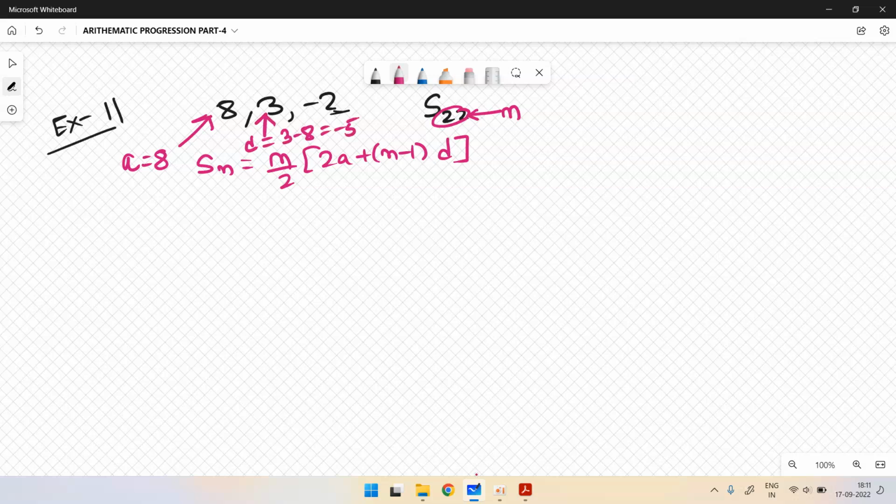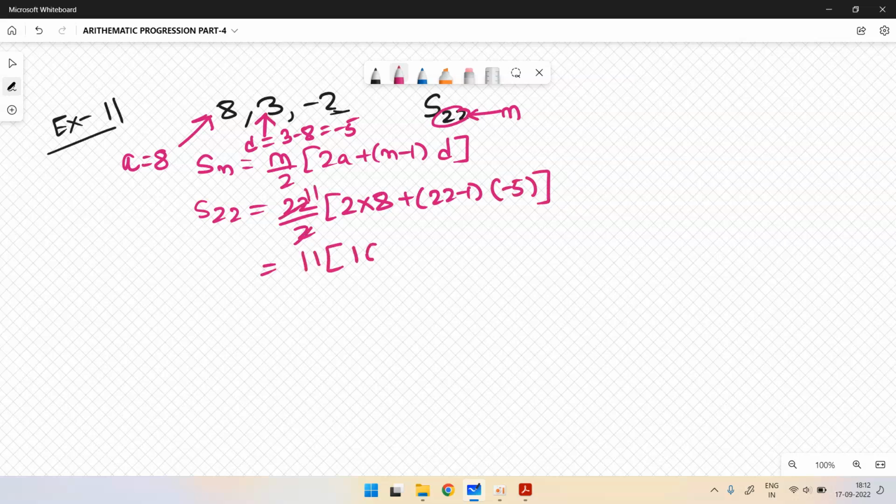So what is the sum? S of 22 is equal to 22 by 2 into 2 into a, which is 8, plus n minus 1, where n is 22, so 22 minus 1, into d, and d is minus 5. This is 11 into 2 into 8, which is 16, plus 21 into minus 5. So this is nothing but 11 into 16 minus 55.